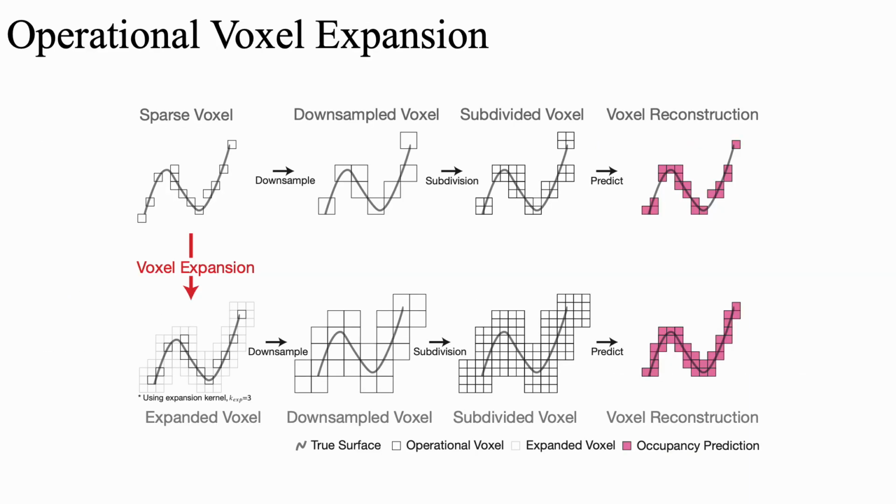Earlier 3D generation methods using sparse voxel rely mainly on downsampling and upsampling layers to expand generative regions. We propose operational voxel expansion, which directly increases candidate voxel regions for reconstruction. As shown here, using voxel expansion produces a much more complete 3D reconstruction compared to the models without it.